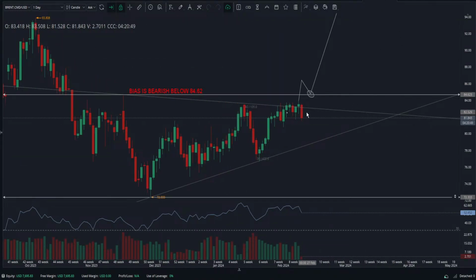Brent, like I said, I will not be very happy to buy this market at these levels. The bias is bearish below 84.62. Now this is my 84.62 level, and this is your candle. Tomorrow or the day after we can expect a down move. If the price breaks this rising trend line, then it can eventually go towards 72.33 in the coming time. So keep an eye on this one. If you are looking for a selling opportunity, you can sell below the low of today and target 72.33.